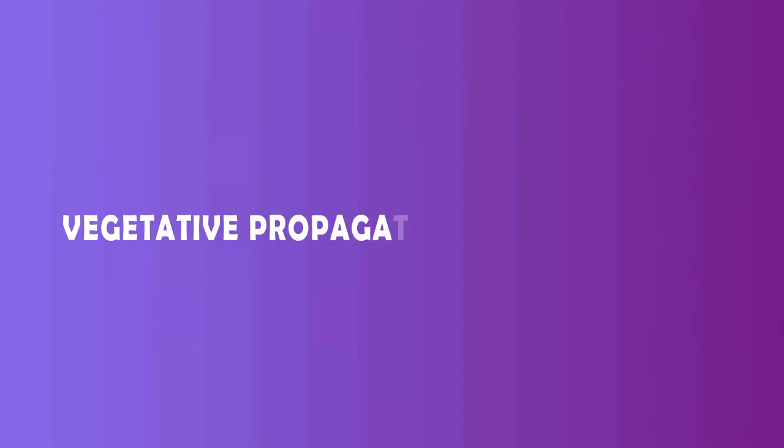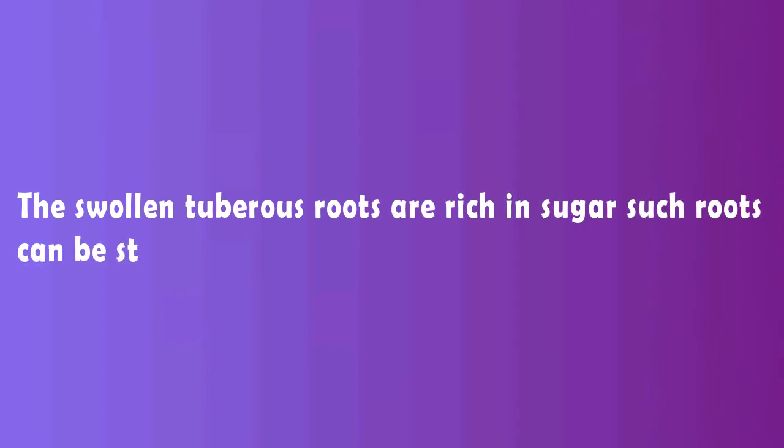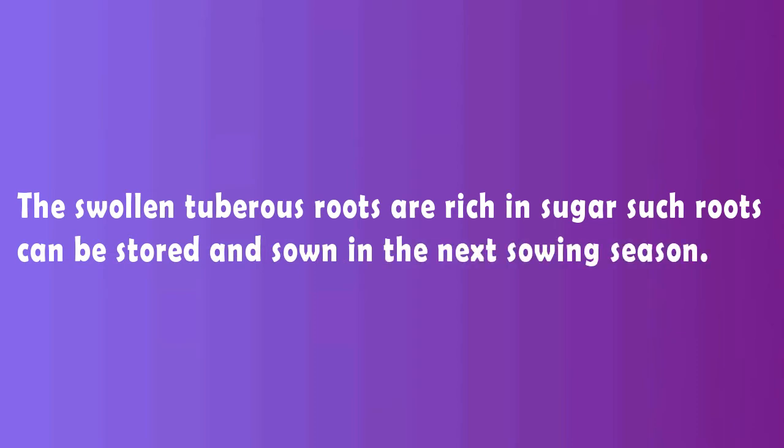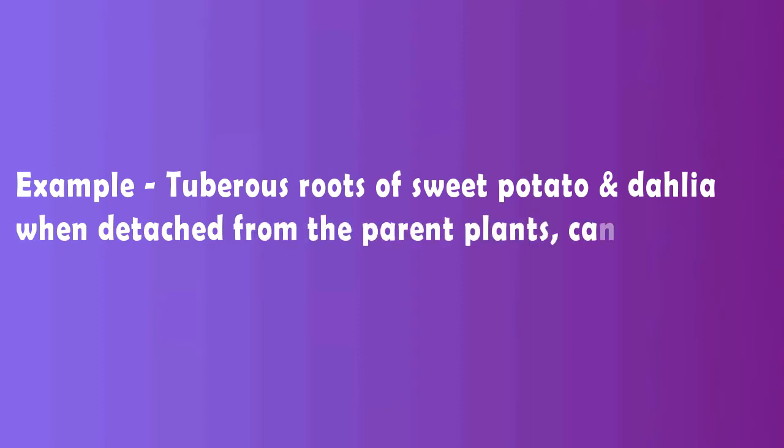Vegetative propagation through roots. The swollen tuberous roots are rich in sugar. Such roots can be stored and sown in the next sowing season. Example: tuberous roots of sweet potato and dahlia, when detached from the parent plants, can grow into new plants.